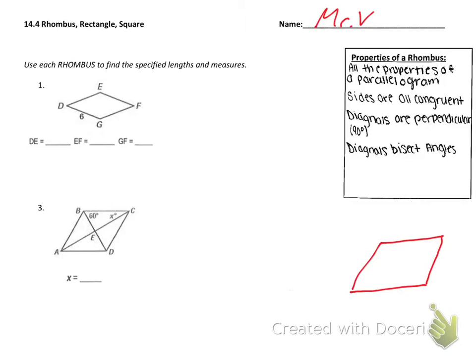All right, so the first one: use each rhombus to find the specified length measures. So this number one is a rhombus. These on the right here are just a picture of some notes.